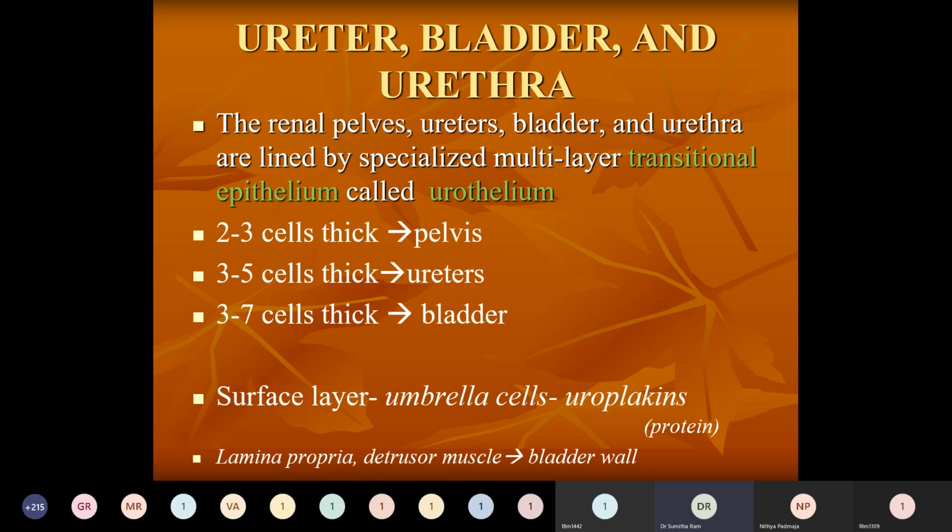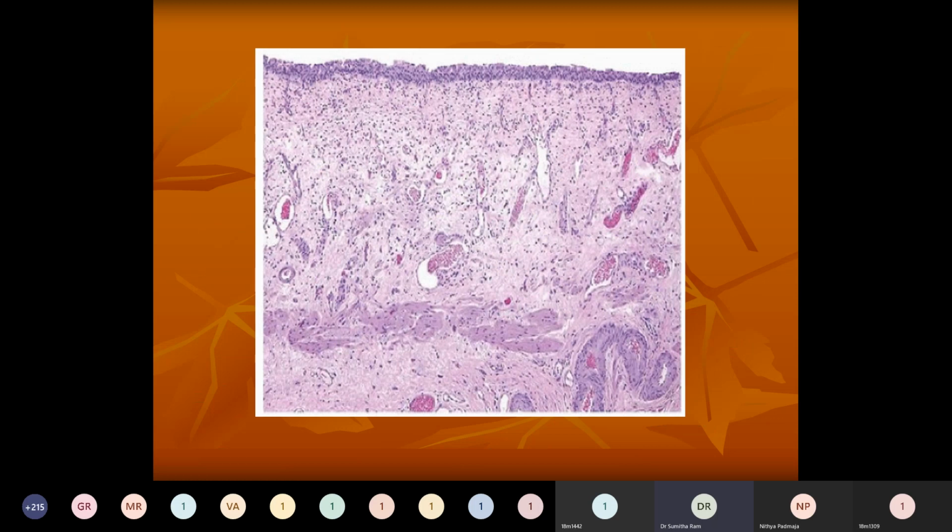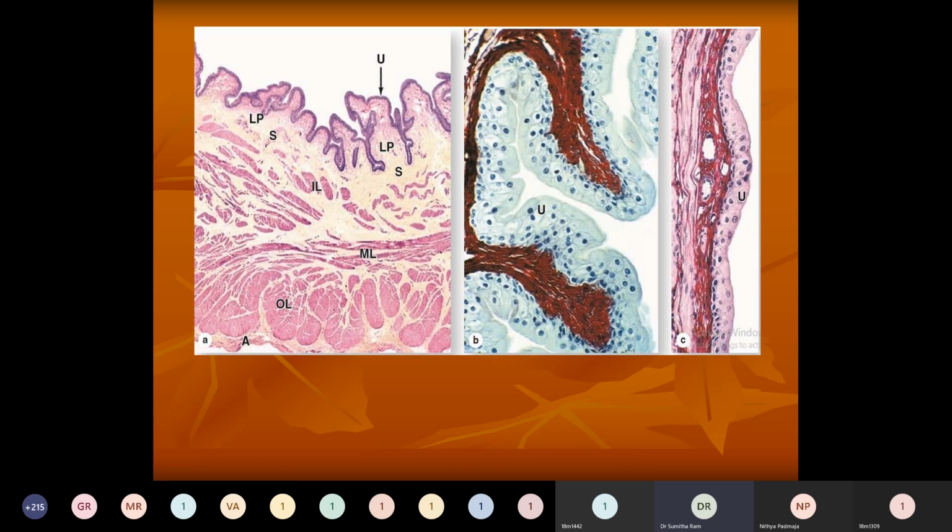The surface layer of this urinary epithelium, that is the transitional epithelium, has umbrella cells, wherein there is synthesis of a specific protein called uroplakins. Now the lamina propria comprises the muscularis mucosae, which are irregular muscle walls within the bladder, and the proper muscularis propria is called the detrusor muscle, which comprises the bladder wall. The differentiation between the muscularis mucosae and the muscularis propria is very, very important when we're dealing with bladder tumors. Clear?